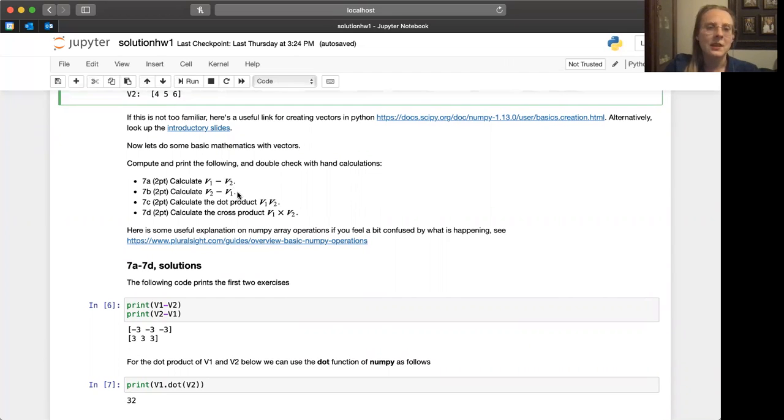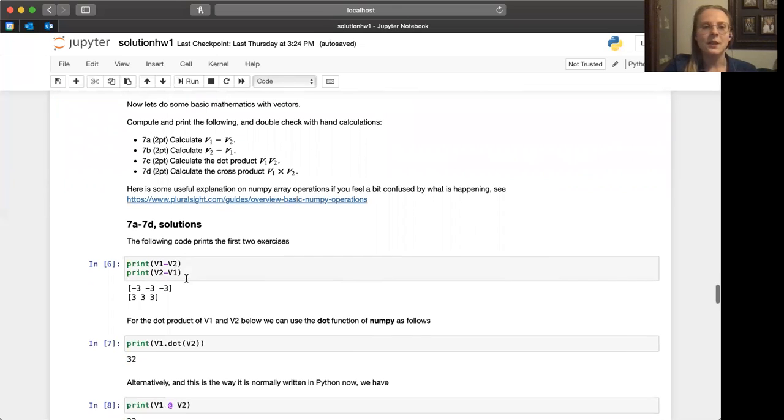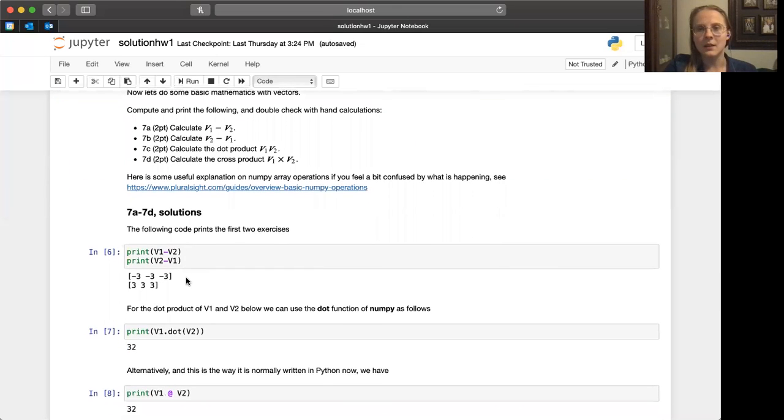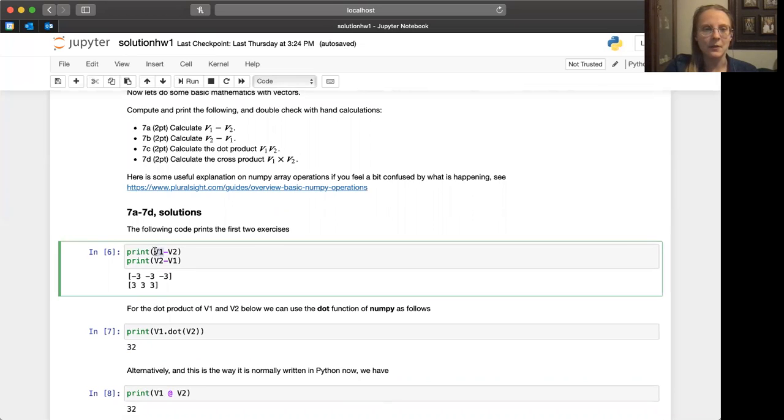So the first 2 calculations simply want you to subtract vector 1 minus vector 2, and then vector 2 minus vector 3. So you can do that as simply as you would a subtraction for any other variable in Python. You just type the name of your first variable, a minus sign, and then the name of your second variable. So this is the solution for part A, and this is the solution for part B. And if you like, you can go back through and double check these 2 lines by hand to make sure they're correct.